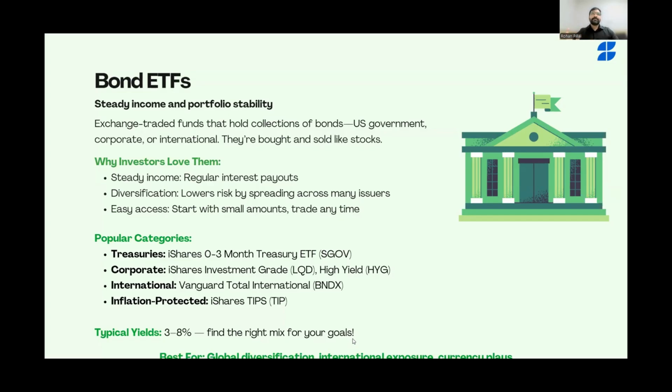And some of the popular ETFs that are available in the US markets include US Treasury ETFs. A lot of customers reach out to us saying they want to buy US Treasury bonds, but they're able to buy them through these ETFs. Then you also have corporate bonds, for example, the iShares investment grade ETF, right? You're able to buy corporate bonds, and you're also able to buy international bonds as well. And lastly, the inflation protected bonds that are called TIPS. The typical yield for these bonds ranges from around 3 to 8%. And you can find the right mix based on your goals and your investment strategy.